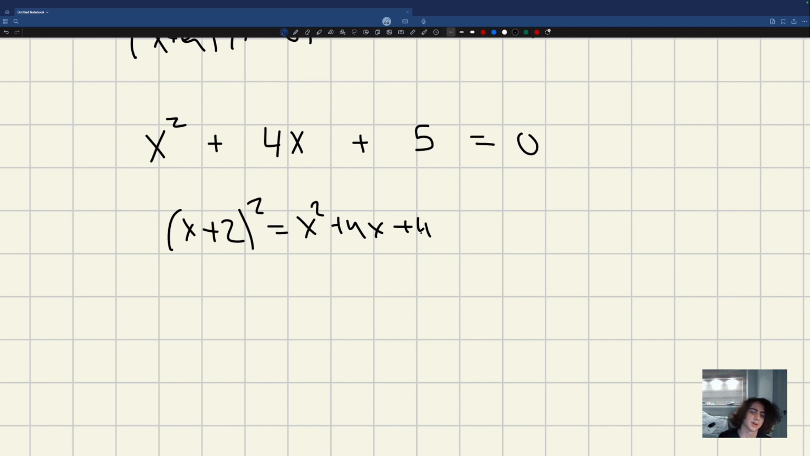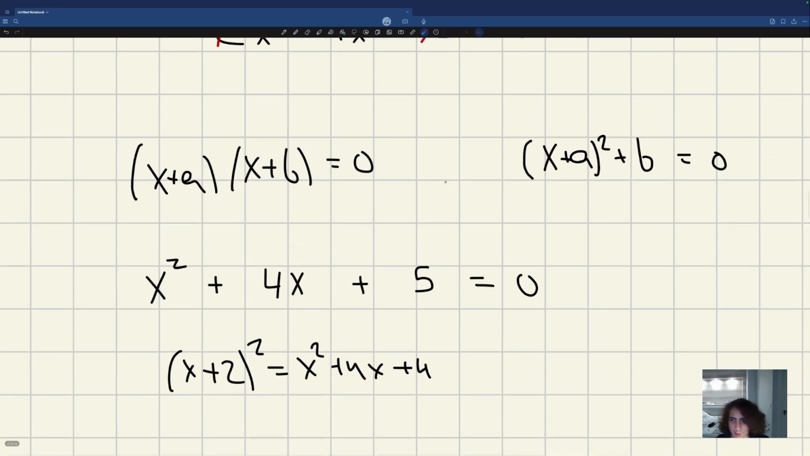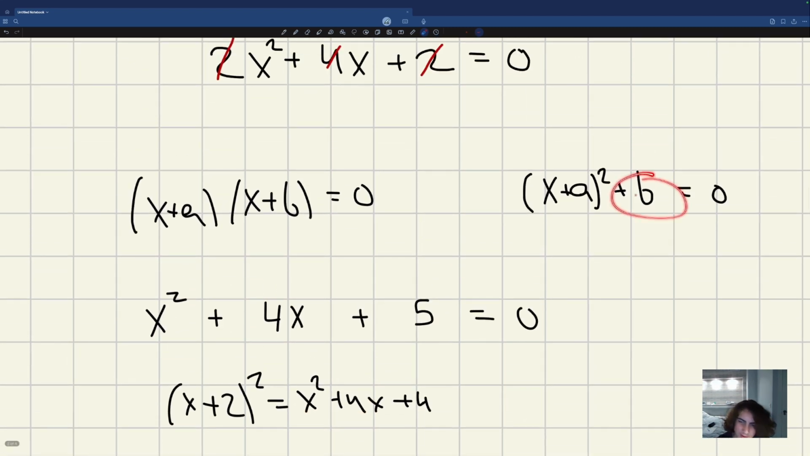Now, I know what you're thinking, right? We've got x squared plus 4x plus 4. We want x squared plus 4x plus 5. Well, that is why over here we've got our little plus b. And this plus b is to compensate for the extra a squared that we get when we expand this bracket.